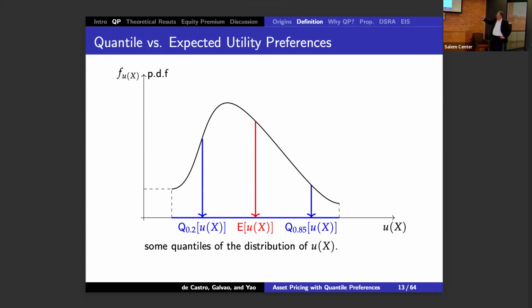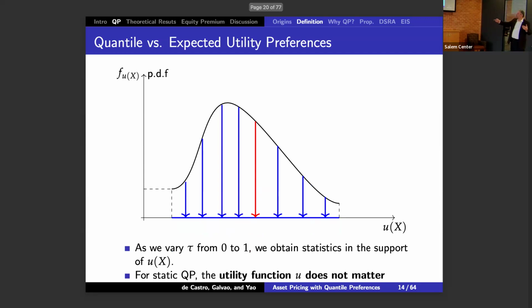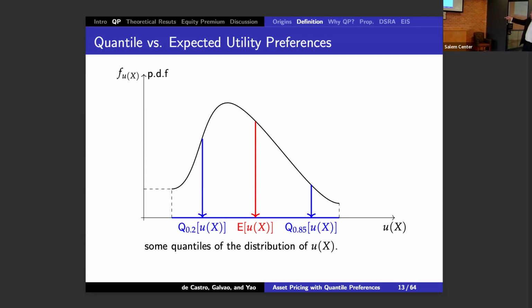For a low tau, it's close to this side of the distribution. For a high tau, it's this side of the distribution. But of course, as you vary tau, you can vary across the support of the distribution. Okay? So this is the quantile. Once you fix a tau, you have a specific number. And if you fix a very low tau, as we have here, it means that you're looking at low values, right? I'm going to show there is a sense in which this is like pessimism. And if you are looking here, you are looking at the good outcomes, right?